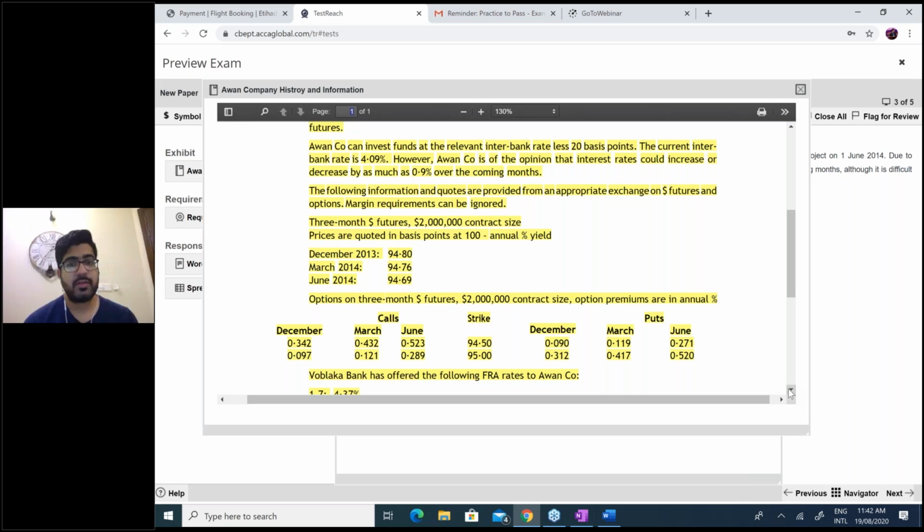The following information and quotes are provided from an appropriate exchange on futures and options. 3-month futures contract size is 2 million. Prices are quoted in basis points at 100 minus yield. December, March, June futures are given with their prices. Options, there are 2 million contract size. 2 exercise prices and strike prices are given. Like in yesterday's question, you have to take both prices, 94.5, 95. Calls are also given, puts are also given for December, March, June. Only one is relevant.